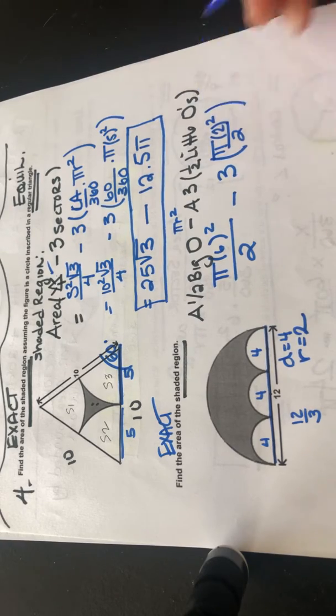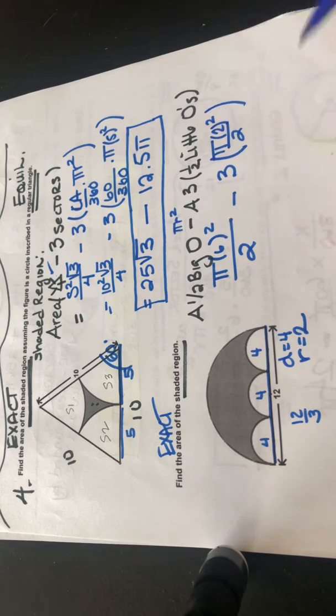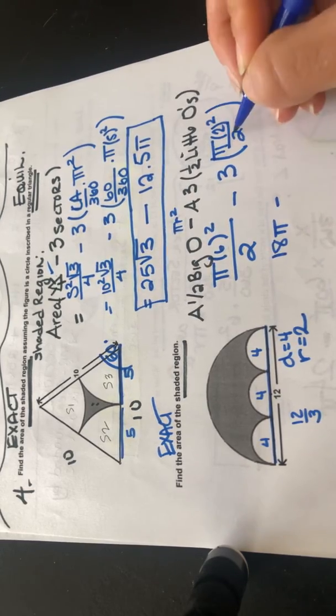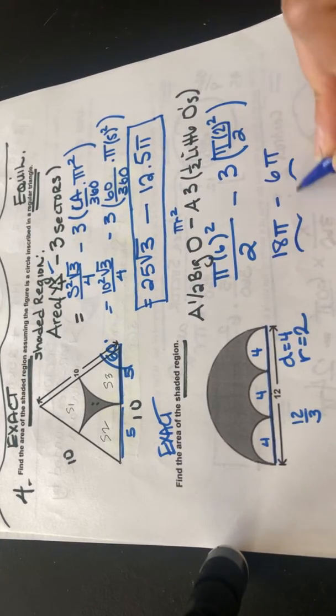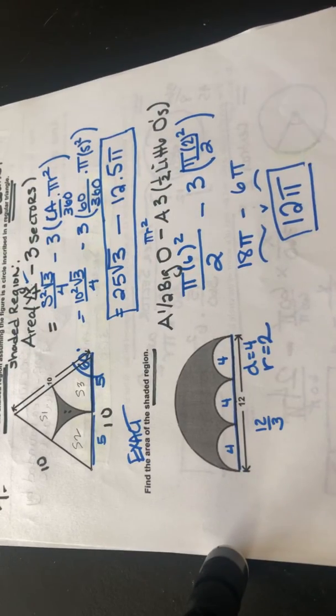So obviously you put this in your calculator or do it in your head. 36 over 2 gives you your 18 pi. 4 divided by 2 is 2 times 3 is your 6. And in the end, the area of the shaded region is 12 pi. So double check you have that. Make sure you're okay with that. It's pretty simple.